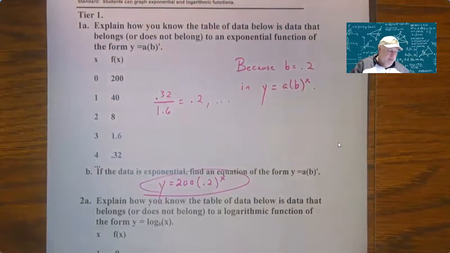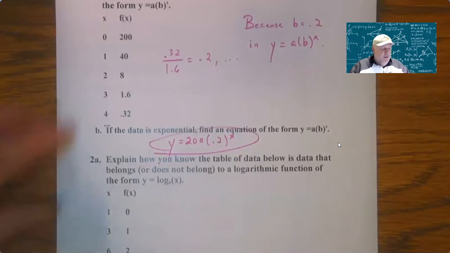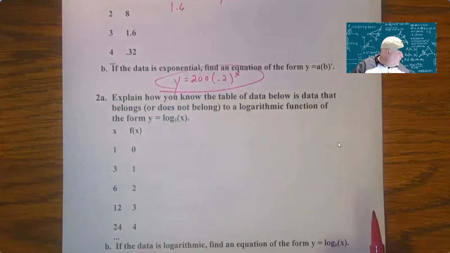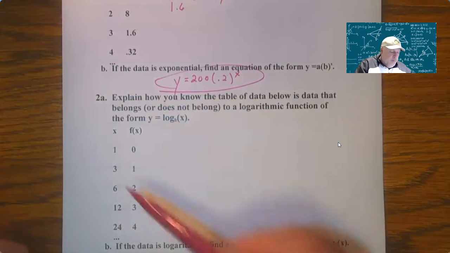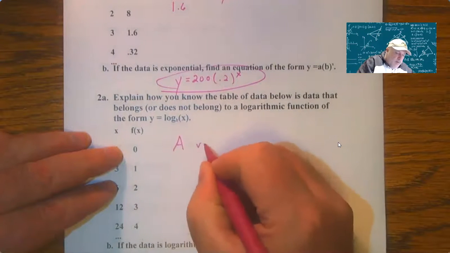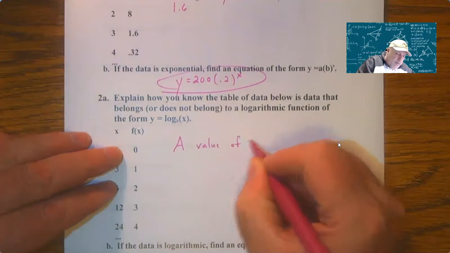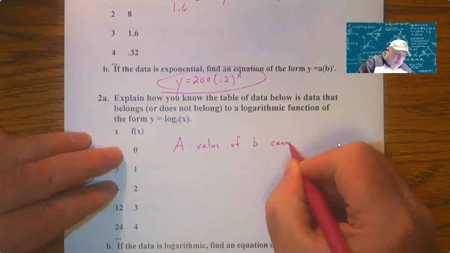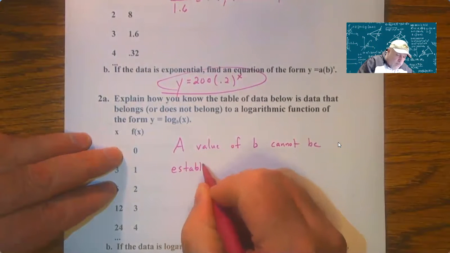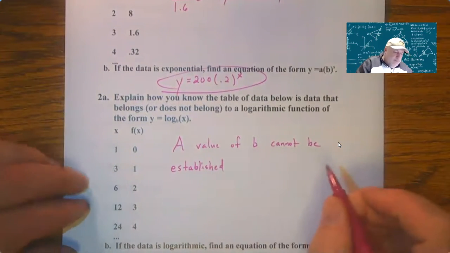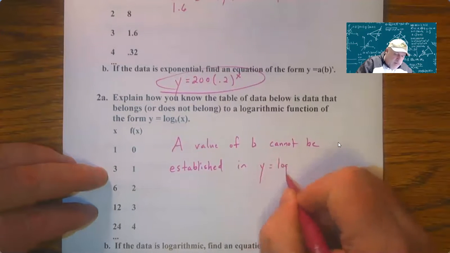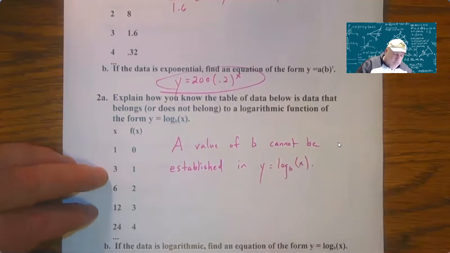On this one, you're going to go backwards in the x's, and unfortunately you cannot establish a value of b because you get 2, 2, 2, and then you get 3. So a value of b cannot be established in y equals log base b of x.